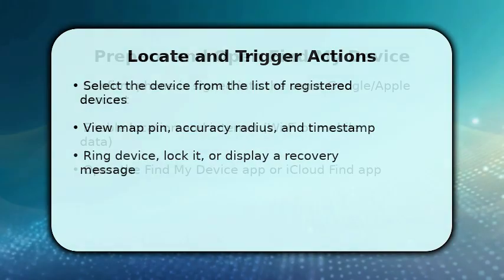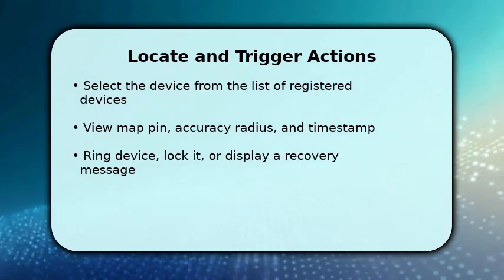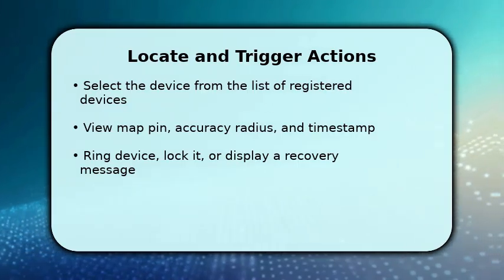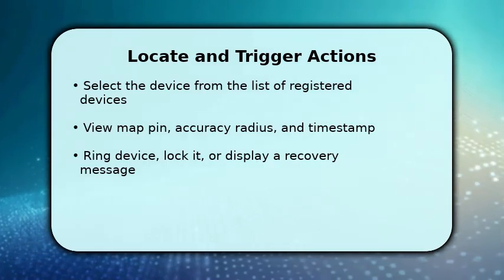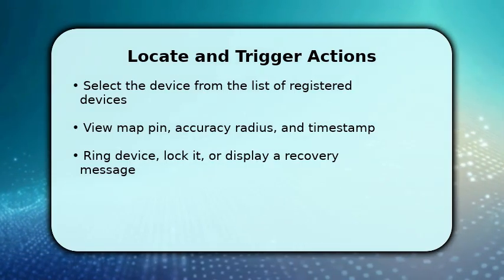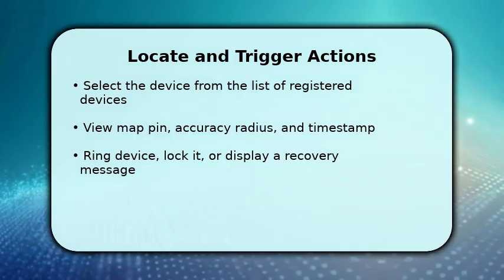Next, select the correct device from the list because multiple devices can share one account and choosing the wrong one wastes time. After selection, study the map pin, the accuracy radius, and the timestamp to understand how precise the location is. That explains why sometimes the pin is off by several meters.